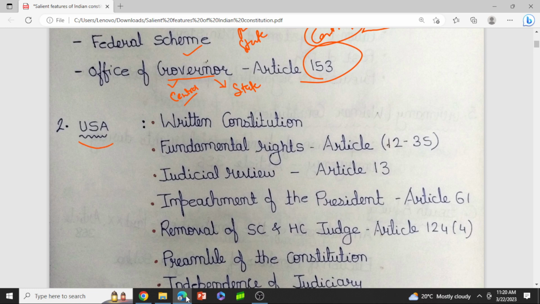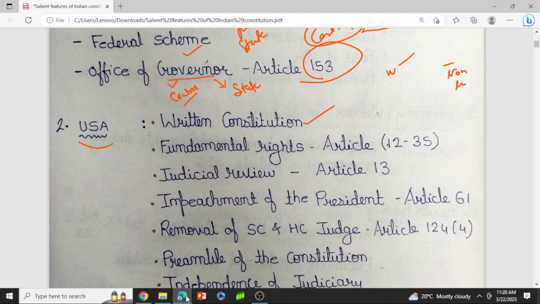From the USA, we have taken the written constitution. Now there are written and unwritten constitutions. Our constitution is written. Now what does written mean here? That it's not easy to change anything within the constitution. Non-written is something that is based on the laws. So a written constitution requires amendments, a non-written constitution doesn't. They are based on the laws.